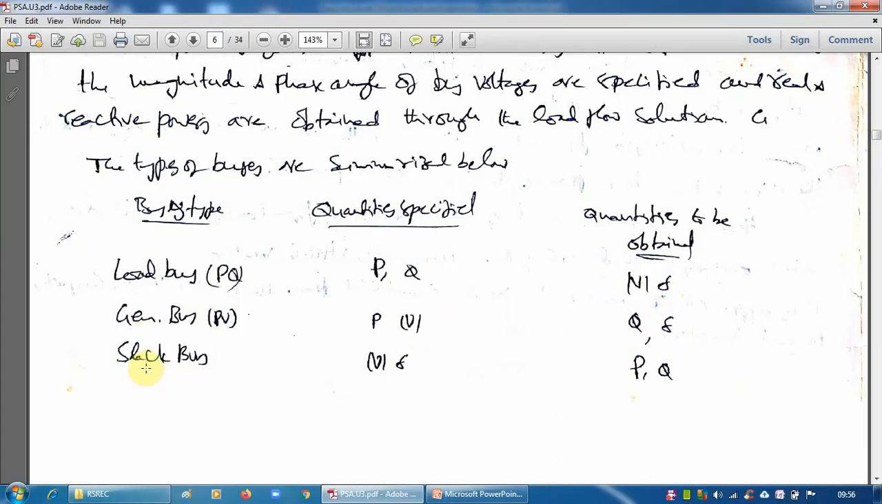Slack bus is the reference bus for bus voltage angles. At this bus, voltage magnitude and bus voltage angle are given, and P and Q are to be obtained. As it is the reference bus, this angle should be 0, and there is no need to specify it separately. The remaining bus angles will be expressed with respect to this bus.